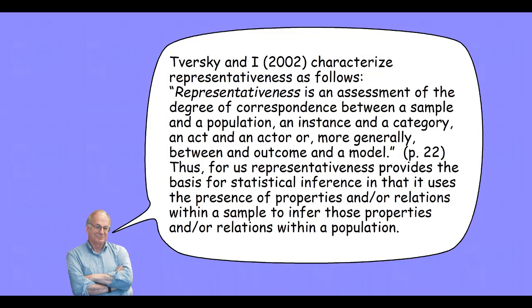When we think about inductive inference, we're thinking about the representativeness relationship holding between a sample and a population. And as Tversky and Kahneman describe it, representativeness is an assessment of the degree of correspondence between a sample and a population, an instance in a category, an act and an actor, or more generally between an outcome and a model. Thus, for them, representativeness provides the basis for statistical inference in that it uses the presence of properties and relations within a sample to infer those properties and relations in the population.